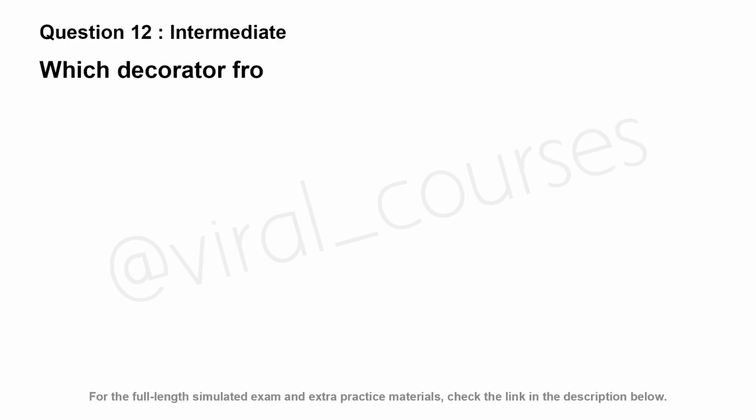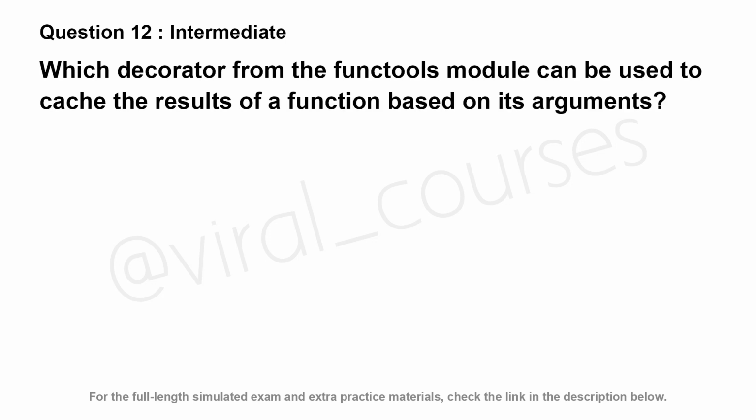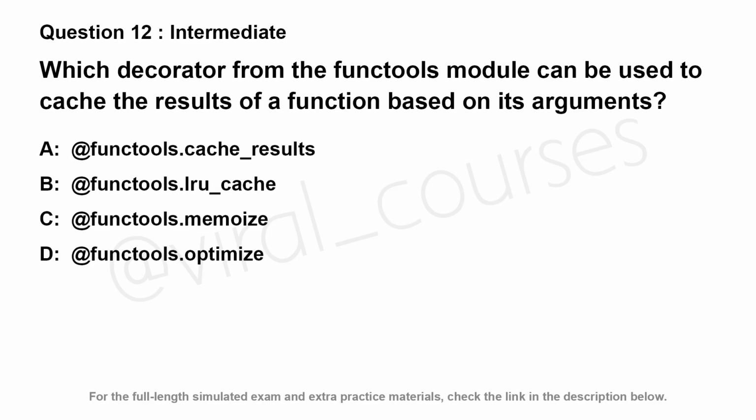Which decorator from the functools module can be used to cache the results of a function based on its arguments? Option A, @functools.cache_results. Option B, @functools.lru_cache. Option C, @functools.memoize. Option D, @functools.optimize.